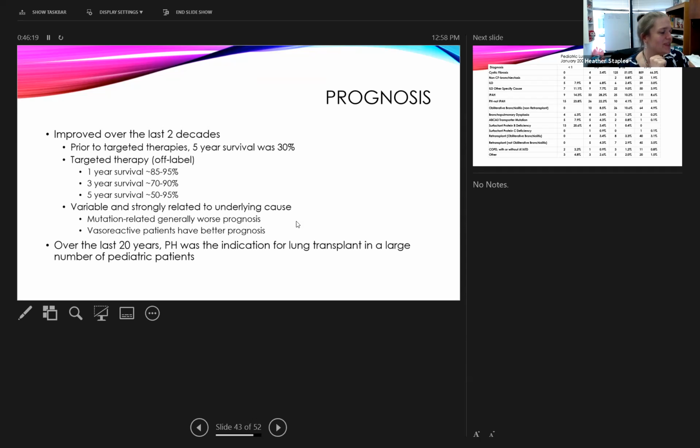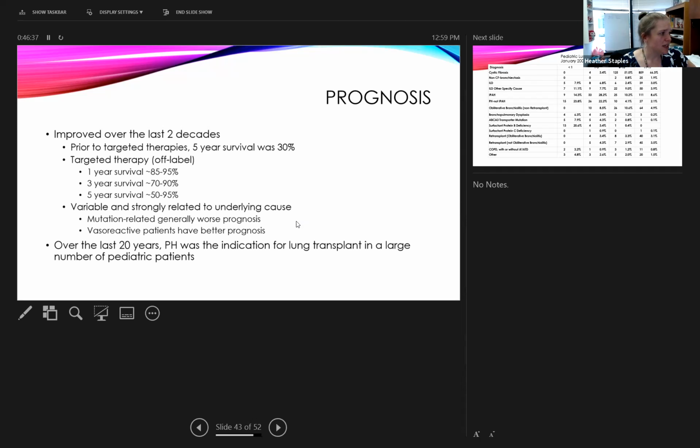So the prognosis for these kids has improved over the last 10 to 20 years. Before we had all these medications that we were using, their 5-year survival was around 30%.